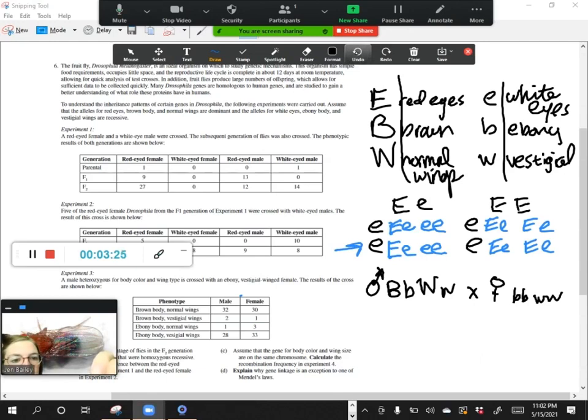So what in the world does that mean? That means if we have like a brown body with vestigial wings, that's two different traits that either of the parents have, but none of them both have it. So basically what you're looking at there is evidence of crossing over, and we'll talk about that in just a second. But first, it wants us to calculate the recombination frequency.